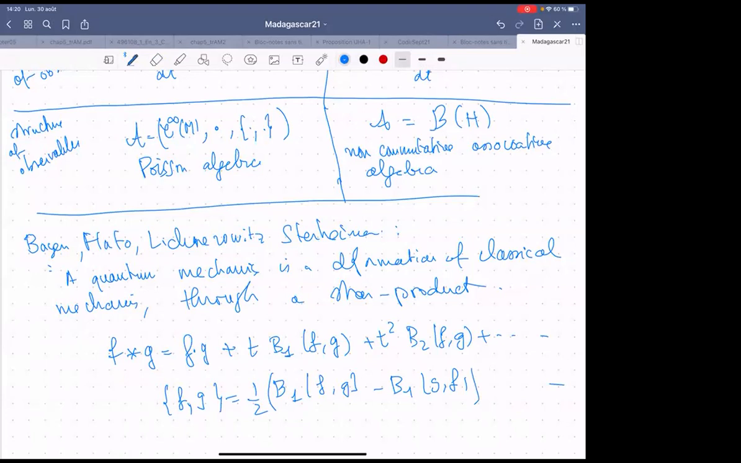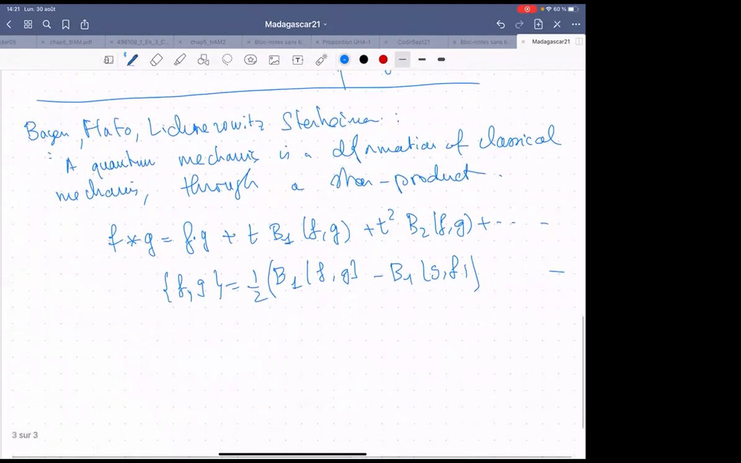Of course, this star product should be associative, satisfying the associativity condition, and the connection with this bracket is given by the first term of the deformation, which is B1 here. And the theory says also that this B1 is in fact a 2-cocycle in the Hochschild cohomology. This is a general fact. Okay, this is one motivation to study this deformation.